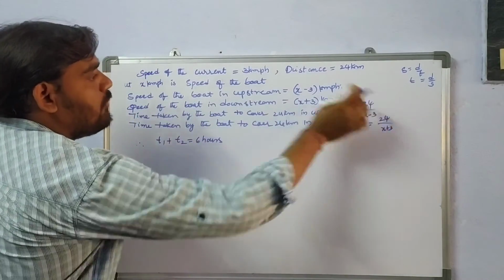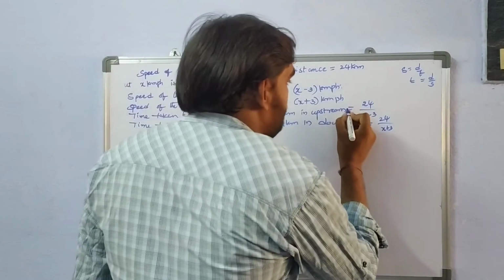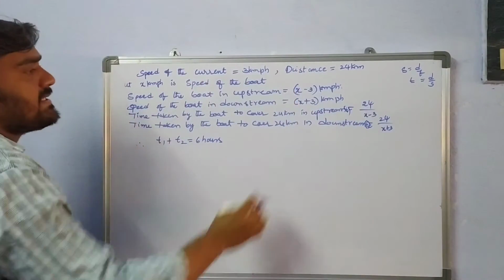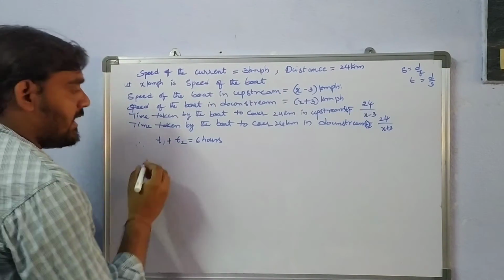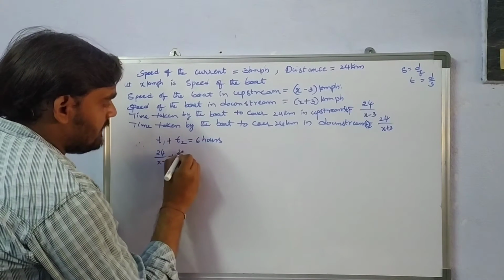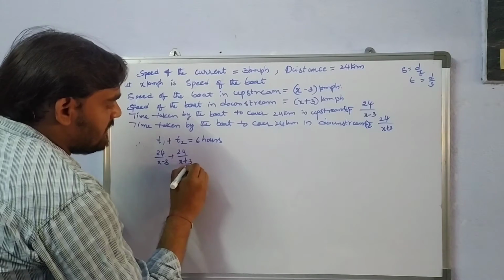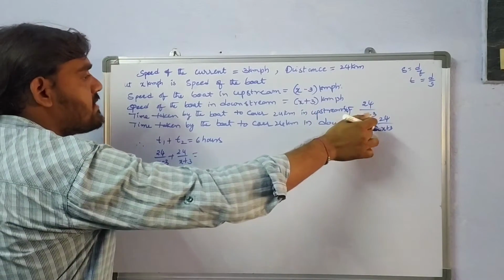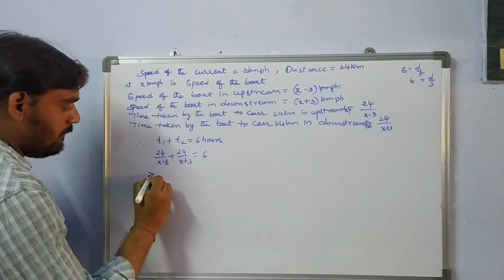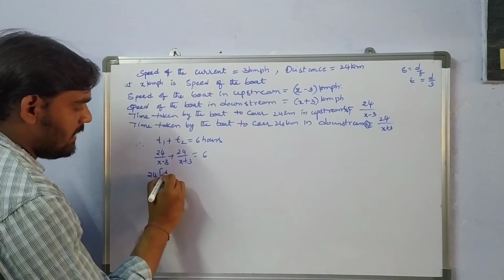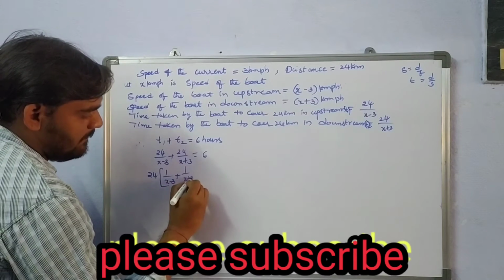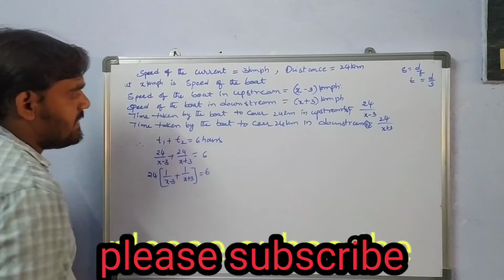T1 means 24 by x minus 3. Take this one as T1 and this one as T2. So T1 is equal to 24 by x minus 3, plus 24 by x plus 3, which is T2. From these two, take 24 common. If you take 24 common, we get 1 by x minus 3 plus 1 by x plus 3 is equal to 6.